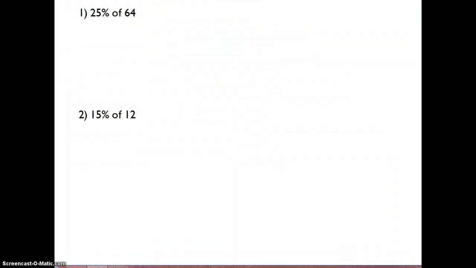Alright, first one, 25% of 64. You can either choose to do the proportions or you can do the decimal method to solve these. I'll show you both ways. First way is the decimal method. So you change 25% to a decimal, you get 0.25. Multiply, because of is multiply, 64. And when I do 0.25 times 64, I get 16.